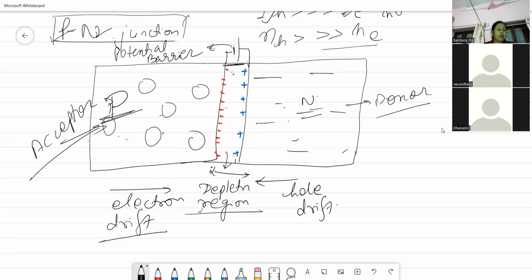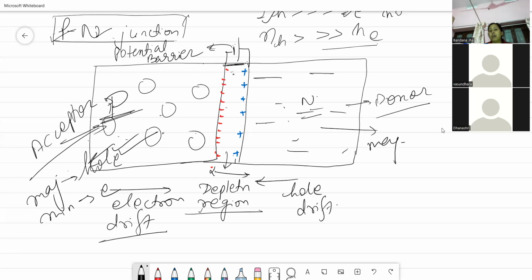One more thing: the majority carriers and the minority carriers. That thing also I have to teach you. Correct? Majority carriers in the P-type are holes, and minority carriers are electrons. Because holes are more, the majority charge carriers are holes. Majority means more. And minority is electrons. Whereas in the N-type, majority is electrons and minority is holes.